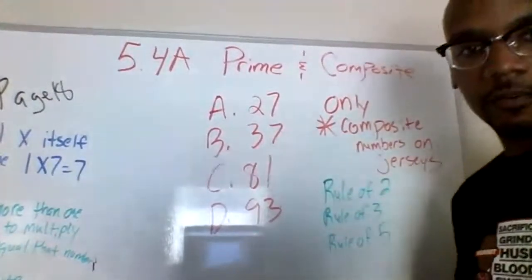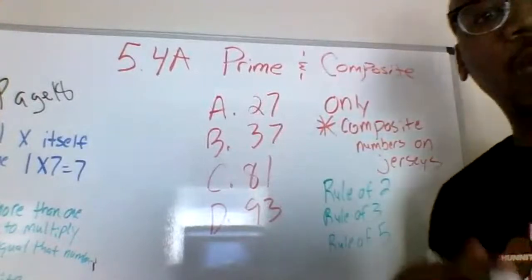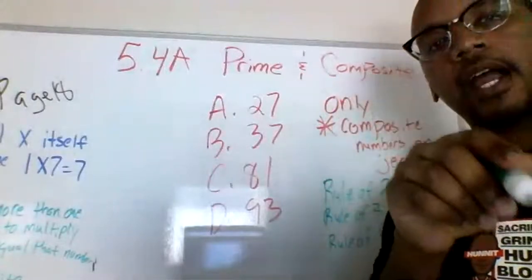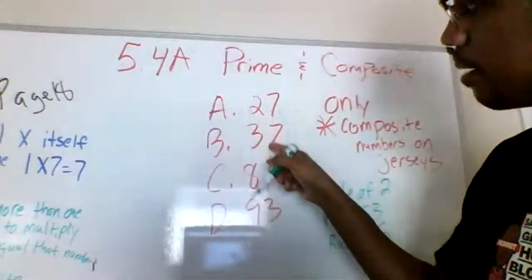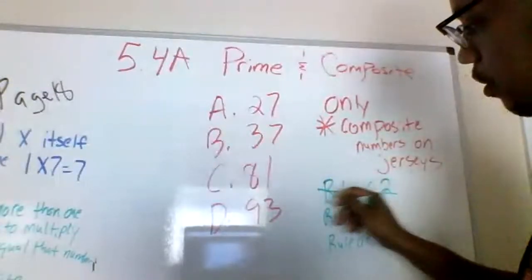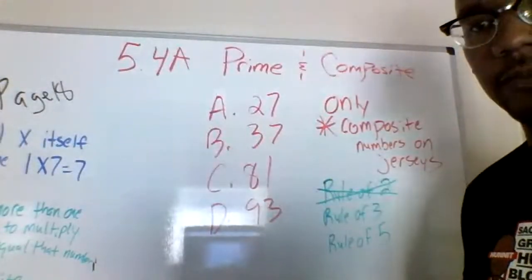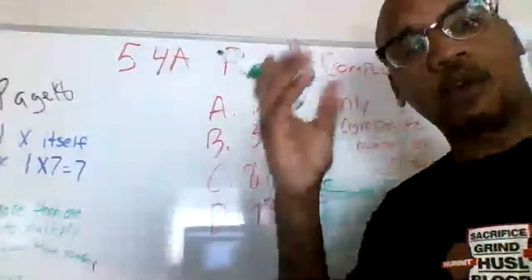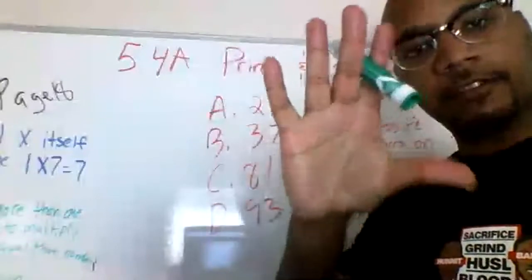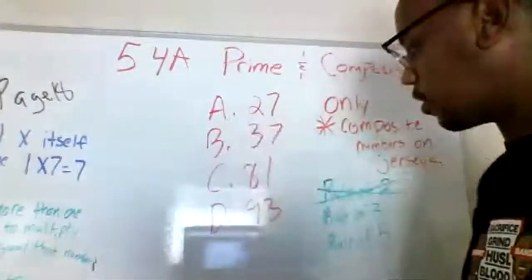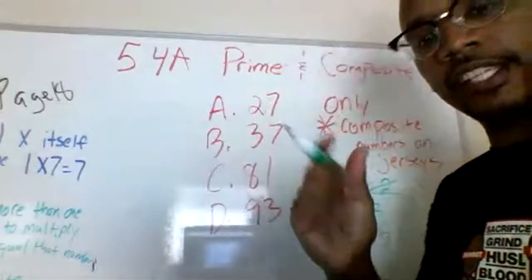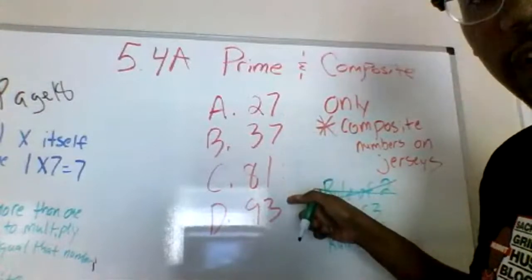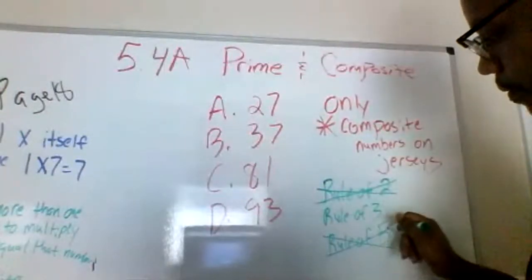All right. Now, the rule of 2 says if the numbers are even, they can turn from prime to composite. Well, none of these numbers are even, so the rule of 2 doesn't work on any of these numbers. The rule of 5 says if a number ends in a 5 or a 0, like 5, 10, 15, 20, 25, 30, the rule of 5 works on the number. Well, none of these numbers end in a 5 or a 0, so the rule of 5 doesn't work.